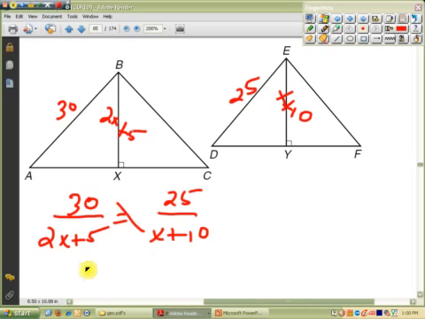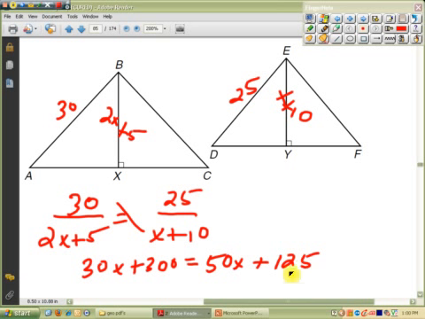Cross multiply again, you get 30X plus 300 equals 50X plus 125. And when you solve this for X, you get X is 8.75.